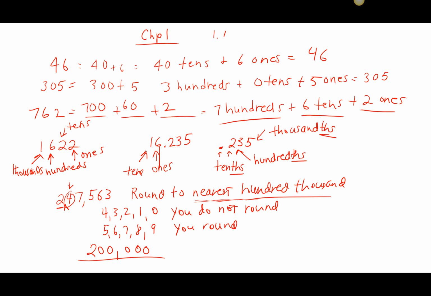So let's look at another number. What if we had 247,563, and we want to round it to the nearest 10,000? To the nearest 10,000 would be right here. So we look at this number, 7. Well, 7 is larger. So if we're going to round it to the nearest 10,000, it's going to be 250,000. Okay? And that's just a reminder about rounding numbers.